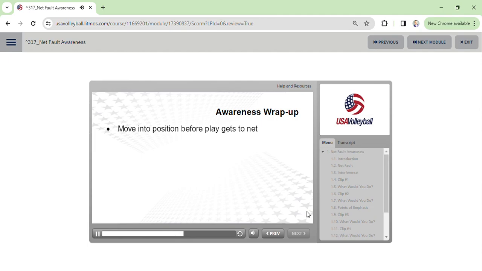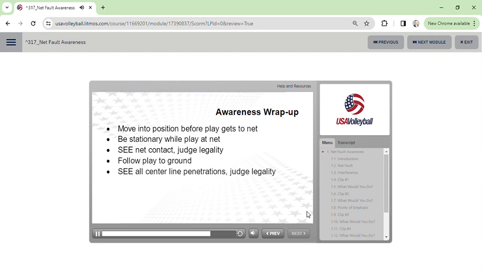Be in position. Be stationary when the play is at the net. See all contacts with the net and then judge legality. Follow the play to the ground. See all centerline penetrations and then judge legality. Transition when the players transition. If they stay put, then so do you.